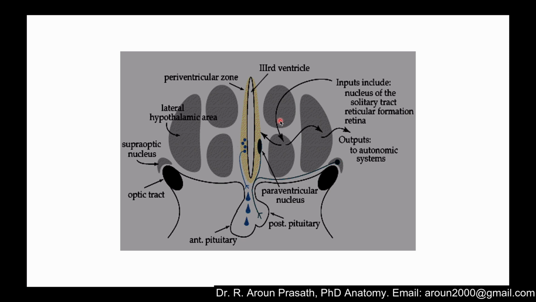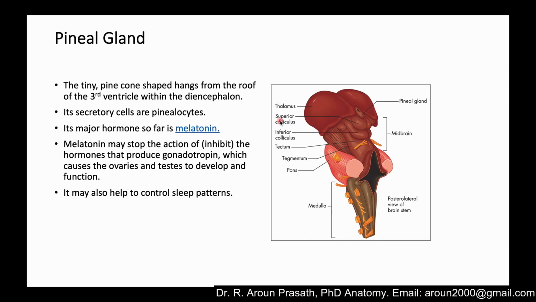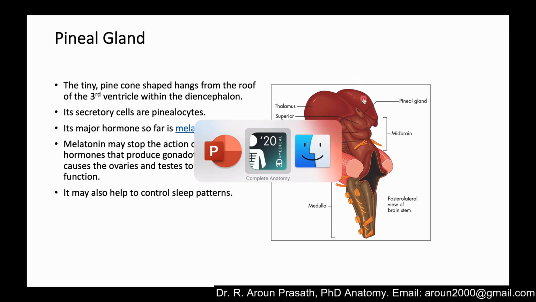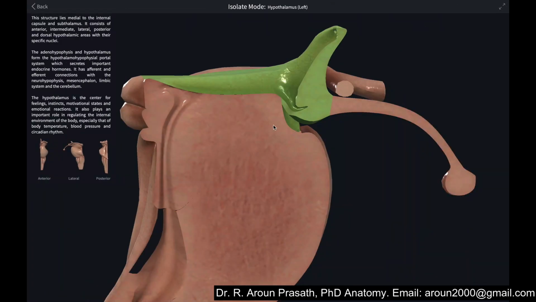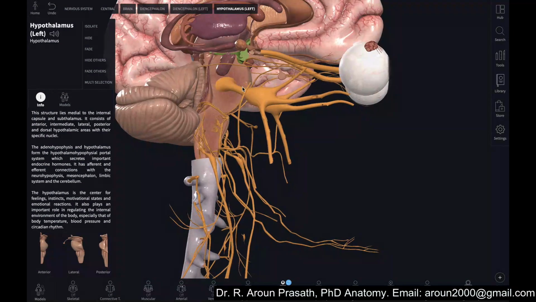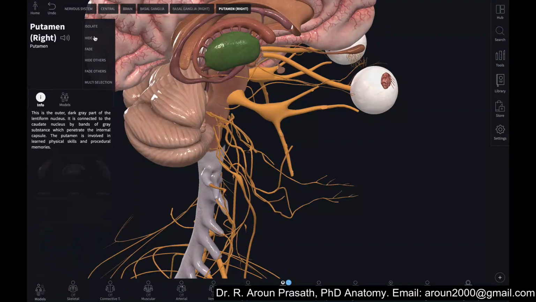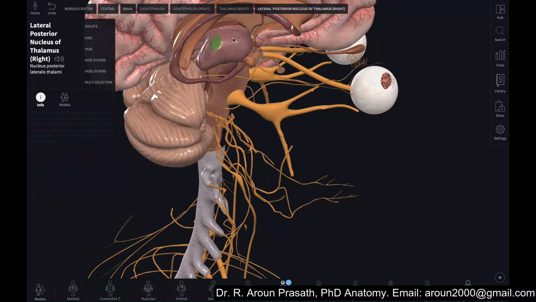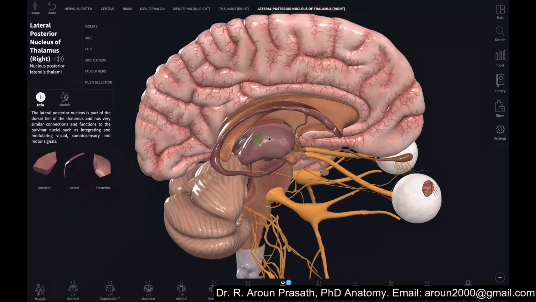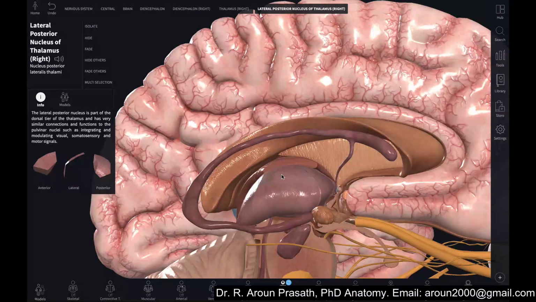Okay, next, the pineal gland. The pineal gland is also called the epithalamus, and it is present in the posterior aspect. This is the egg-shaped thalamus, you can see here. I will show you the thalamus. Yeah, this is the egg-shaped thalamus.